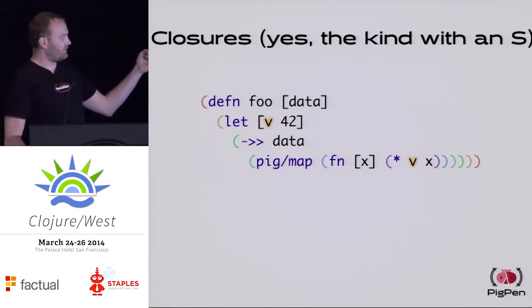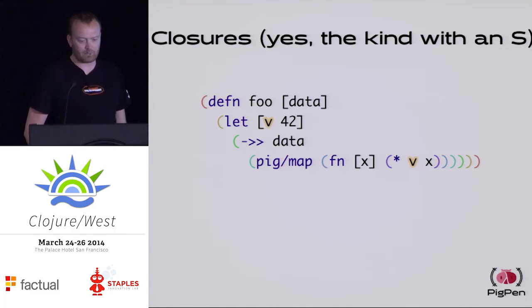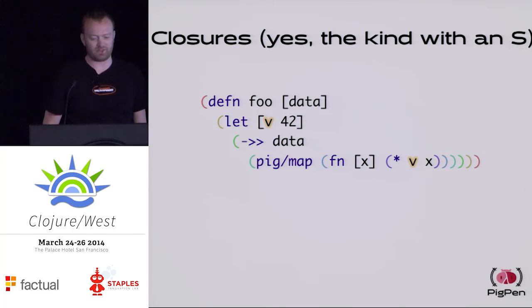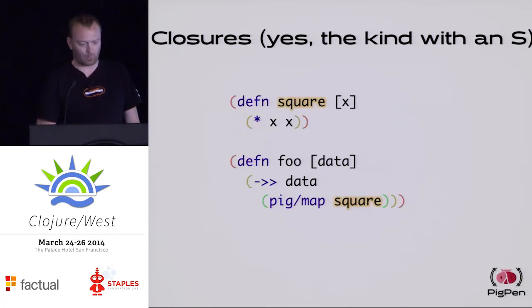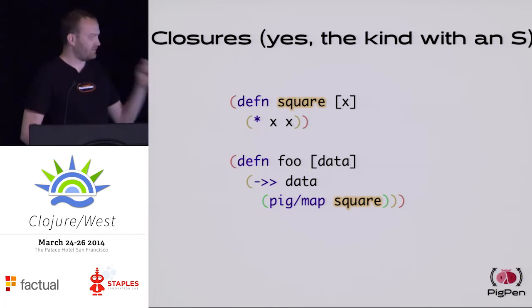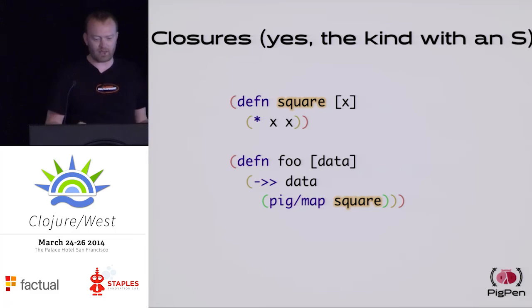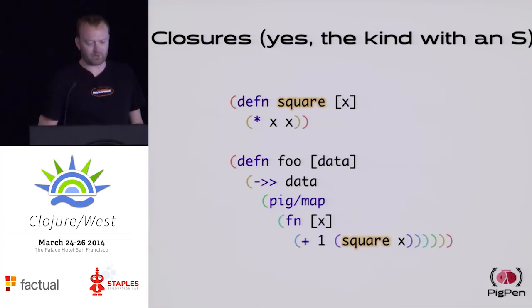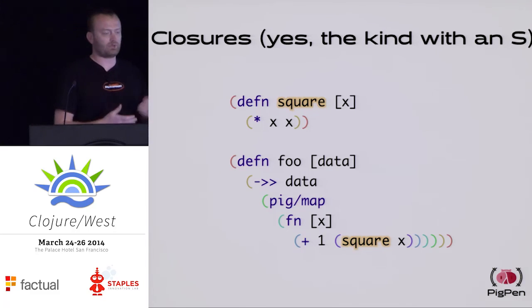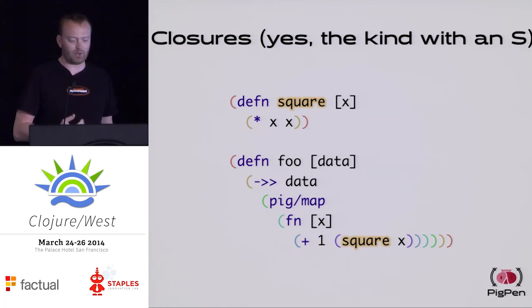You can also use stuff in let bindings. You can combine parameters and let bindings together, create new stuff. You can define functions elsewhere in your code and then use that as your map function. This can be a function you define. It can be a Clojure core function. It doesn't matter. And then you can also use that within an anonymous function. You can use any type of Clojure function here is really the point.